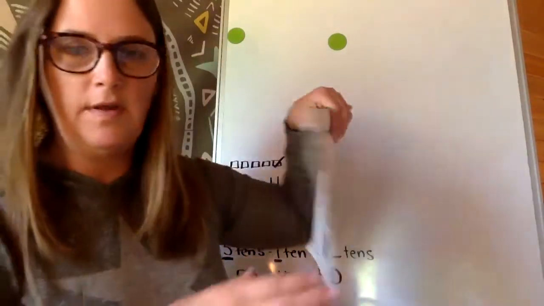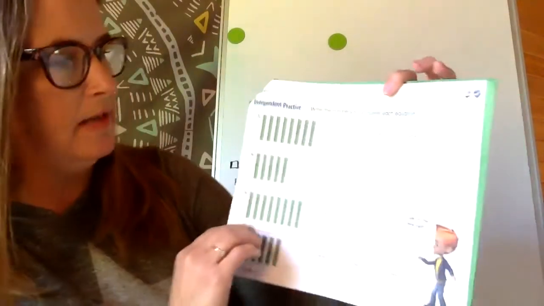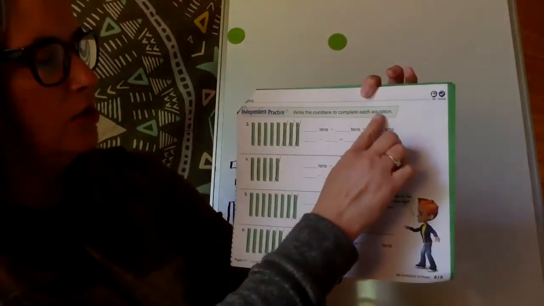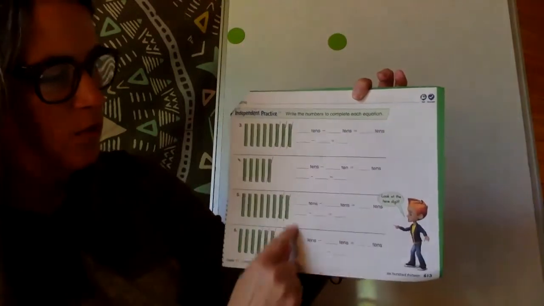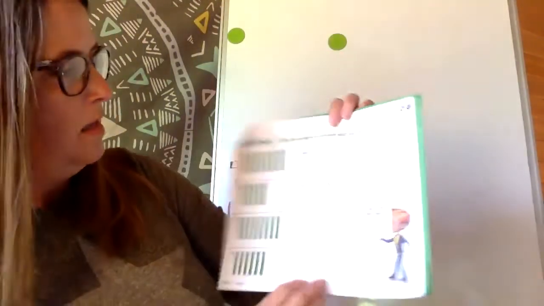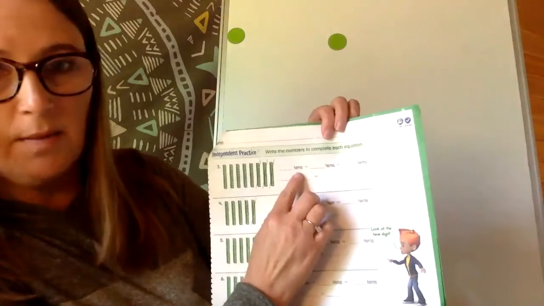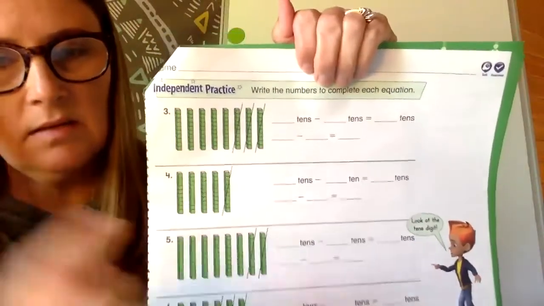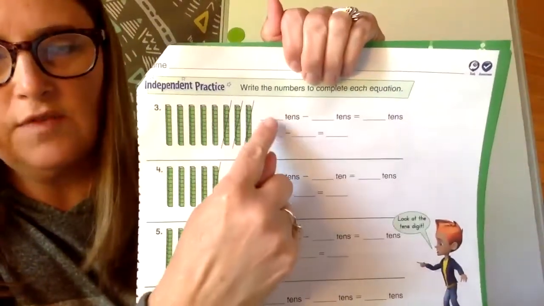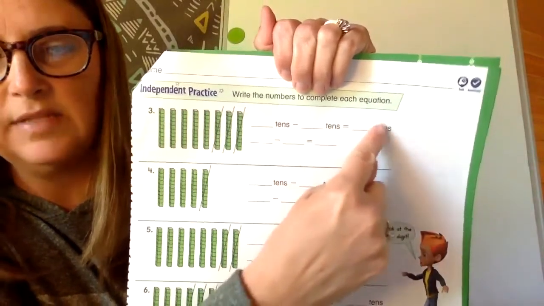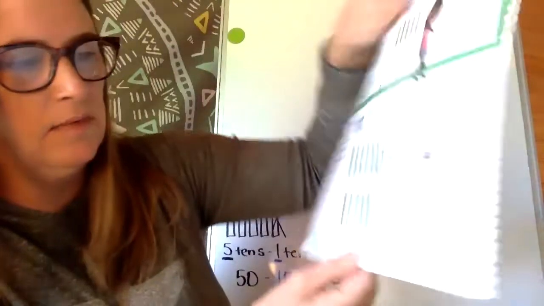But I want to go over what you're going to do on this next page, okay? So you're going to write the numbers to complete each equation. These 4 are just like these 2, okay? They're giving you a blank and the number word. I'm trying to hold that so you can see it, so the light doesn't put a glare on it. So you're going to fill in the blank tens. Minus blank tens equals how many tens, and then you'll take the value just like we did here.